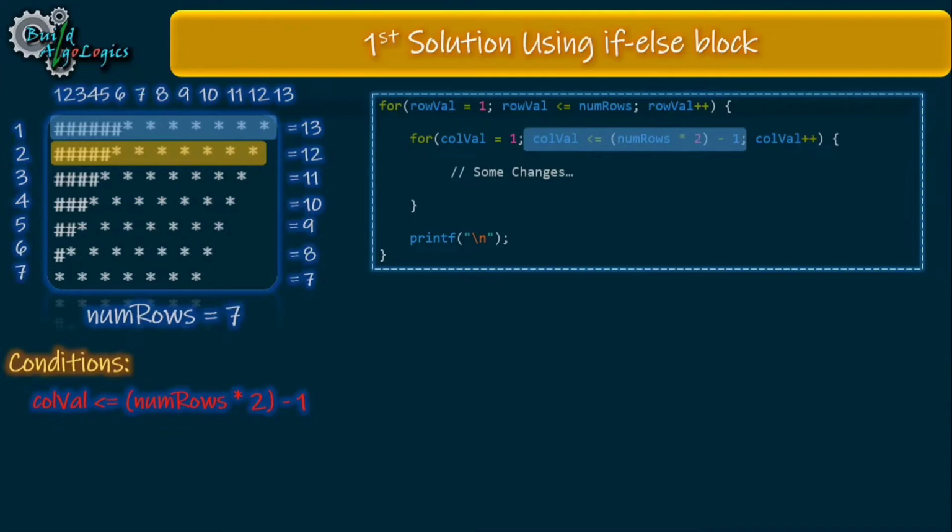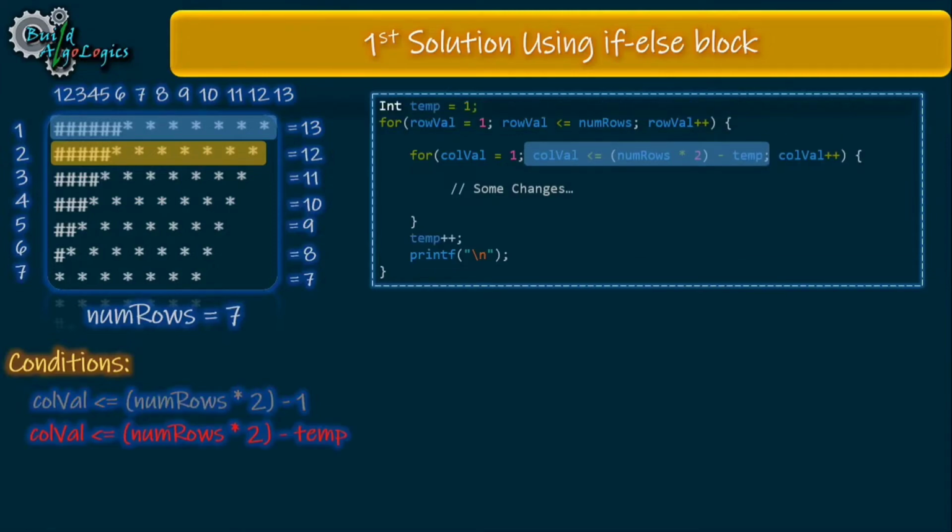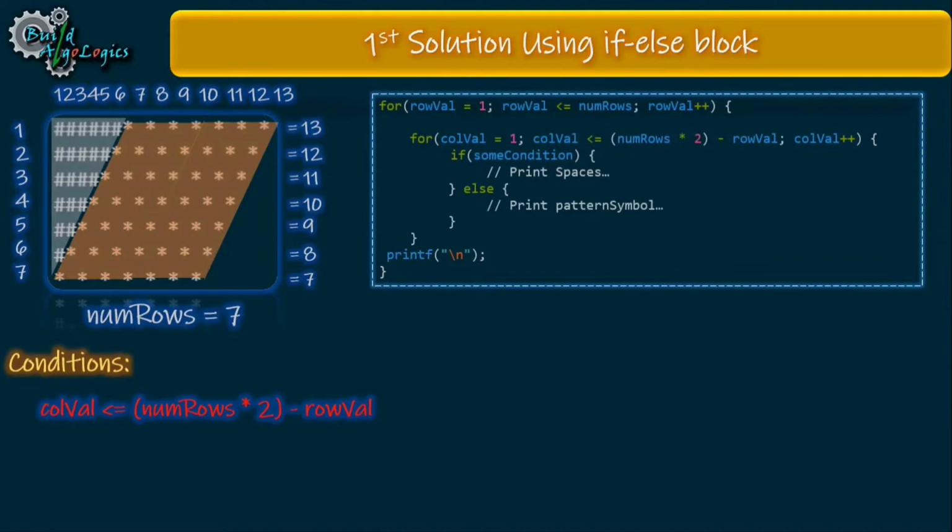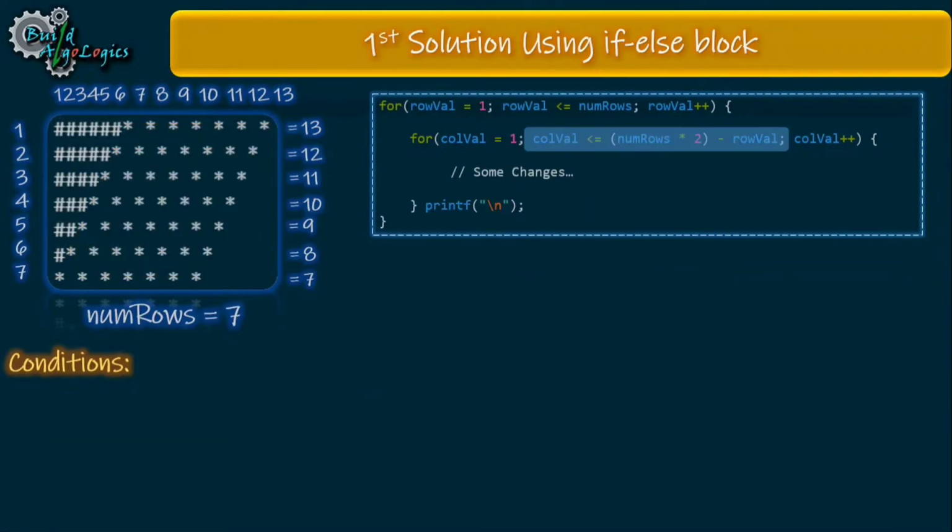Here it is 13, but we want this value to decrement each time by 1. For this purpose, we have to use some dynamic variable here, which will vary from 1 to 7. We can use some temp variable like this and increment its value after printing each row. This will definitely work. But here in this example, instead of using an extra temp variable, we can use our row value here, because this value is also varying from 1 to 7. It means that our final condition will look something like this.